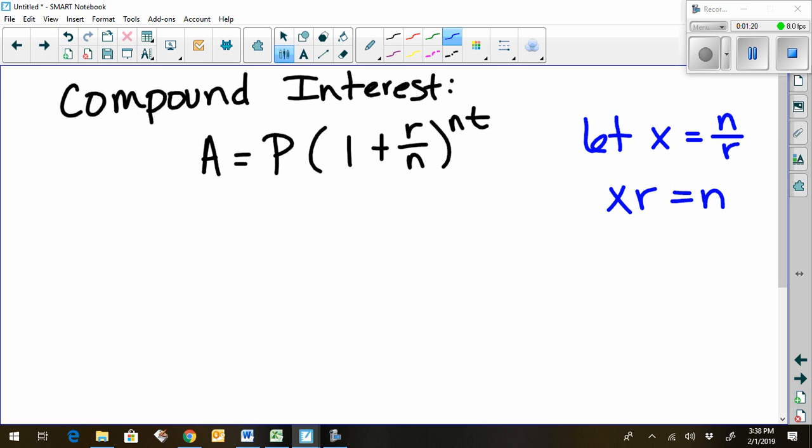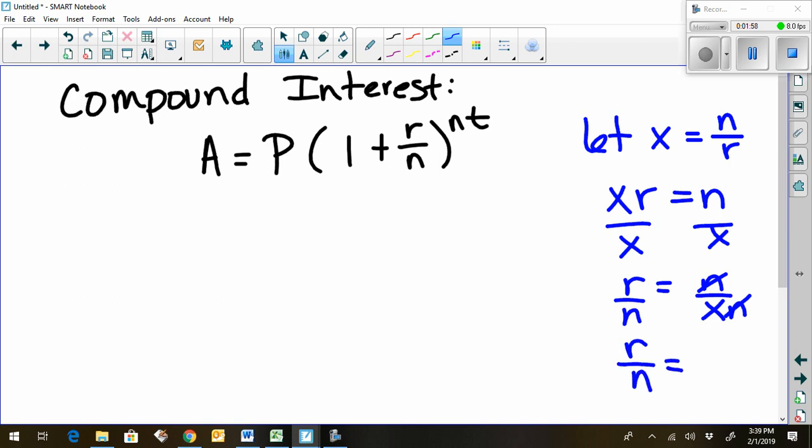Now I haven't done anything outside of the ordinary. All I did is multiply by r on both sides. Another thing I could do with this is I could keep going. I could divide both sides by x, and I get r equals n over x. And I could divide both sides by n. So n's currently on top. I could divide both sides by n, and these n's would cancel on the right side, and I would end up with 1 over x on the right side. So I get r over n equals 1 over x.